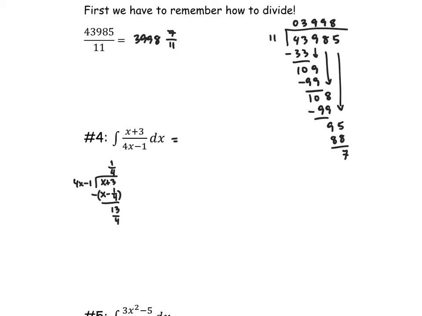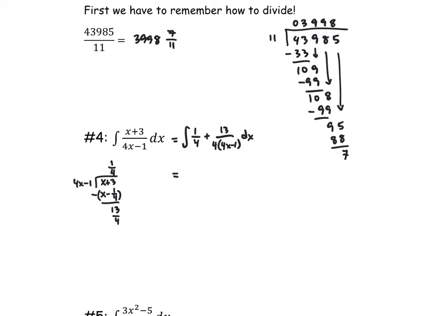So the integral of x plus 3 over 4x minus 1 is equivalent to the integral of 1/4 plus 13/4 over 4x minus 1. You might be thinking, well, that doesn't look that much easier. And to some extent, you're right.